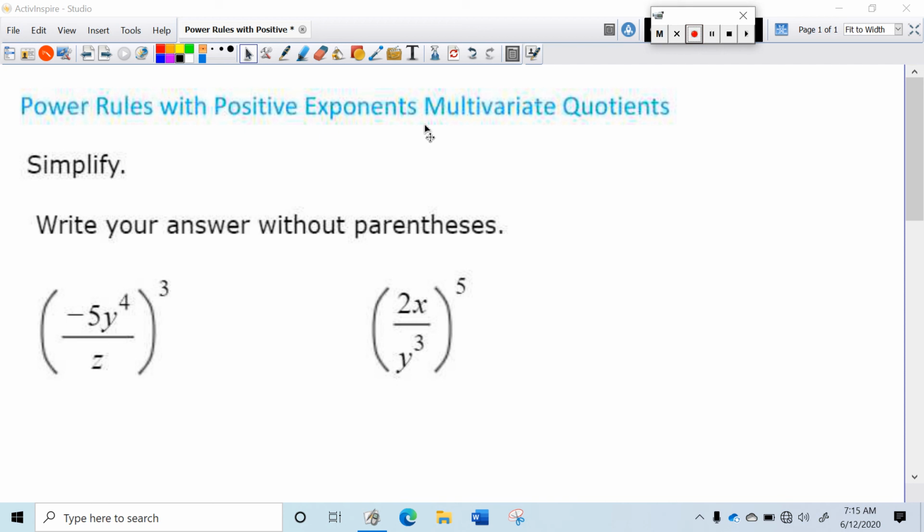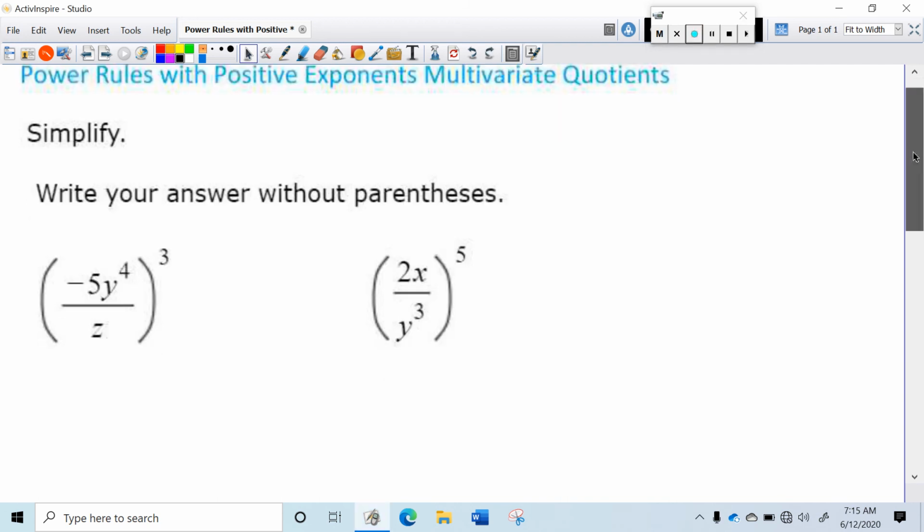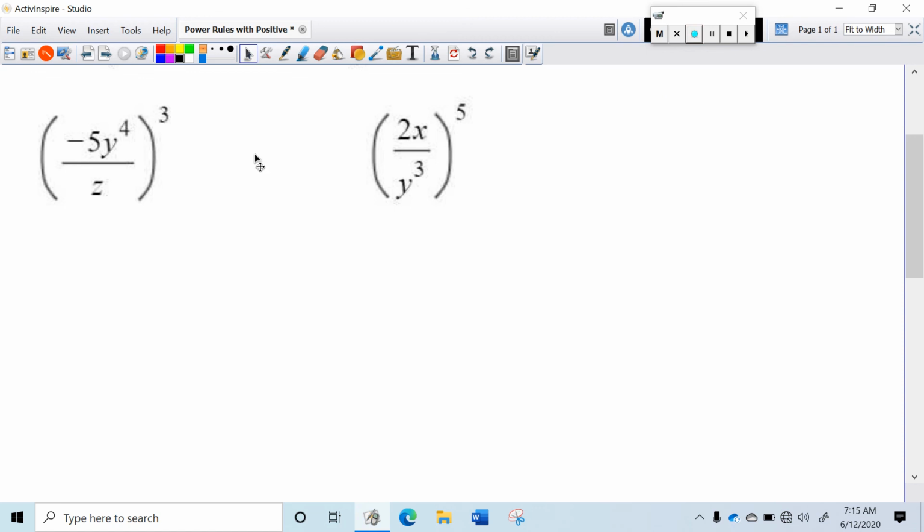I'm going to simplify and write my answer without parentheses. I'm going to work inside the parentheses first. Anything that does not have an exponent, I'm going to put a 1. So the 5 is going to have an exponent of 1, and so is the z. Since this is a fraction, I'm going to write my fraction bar.